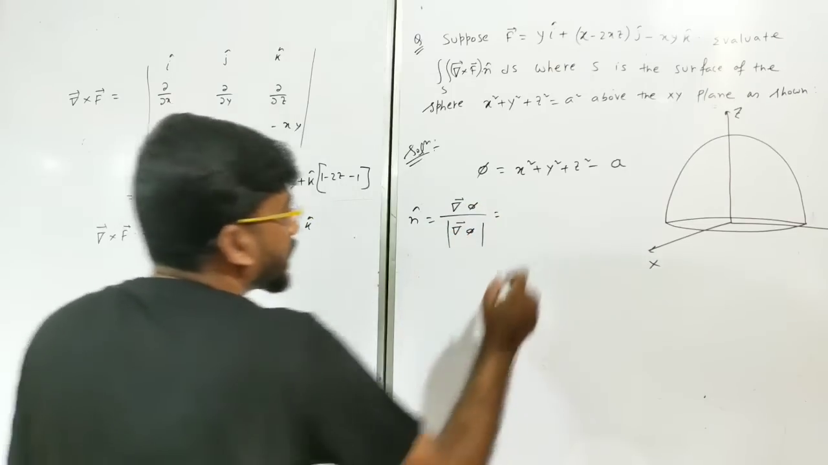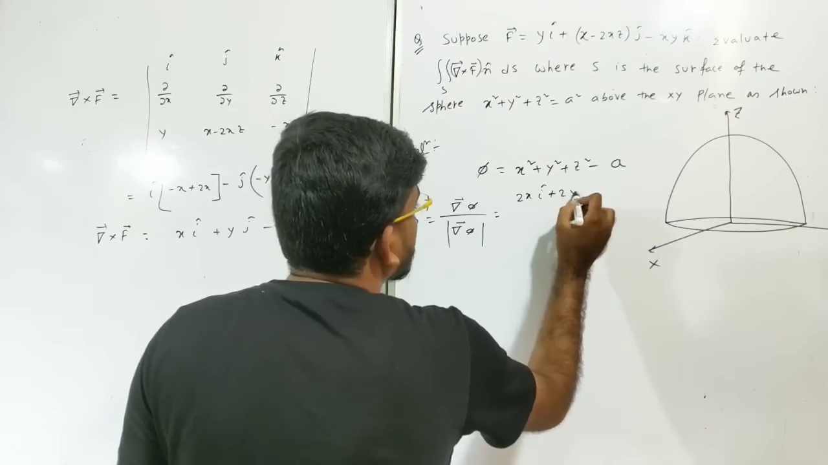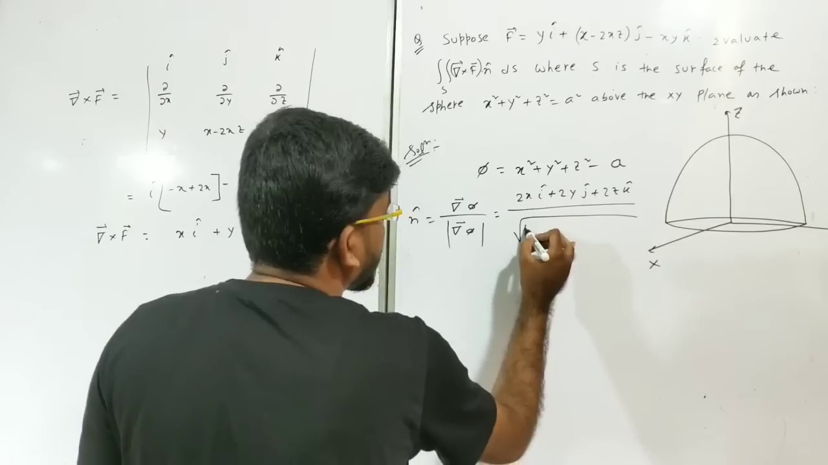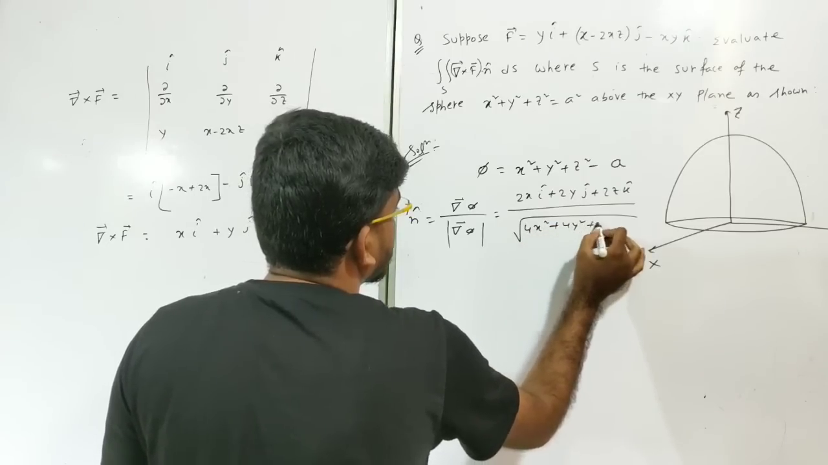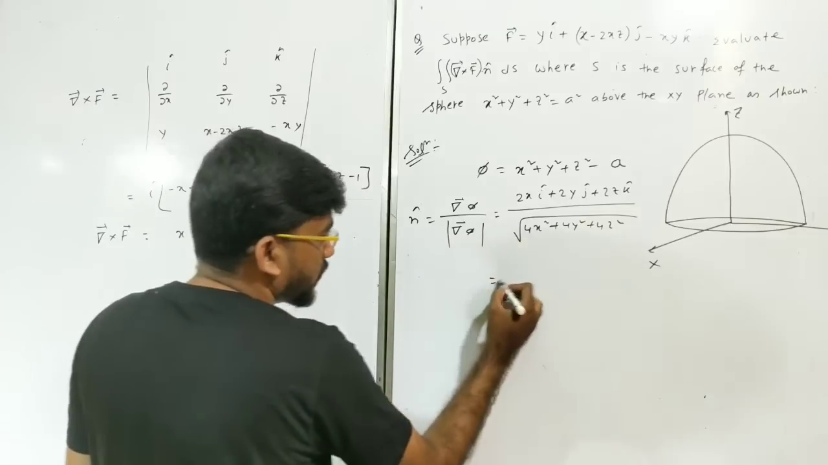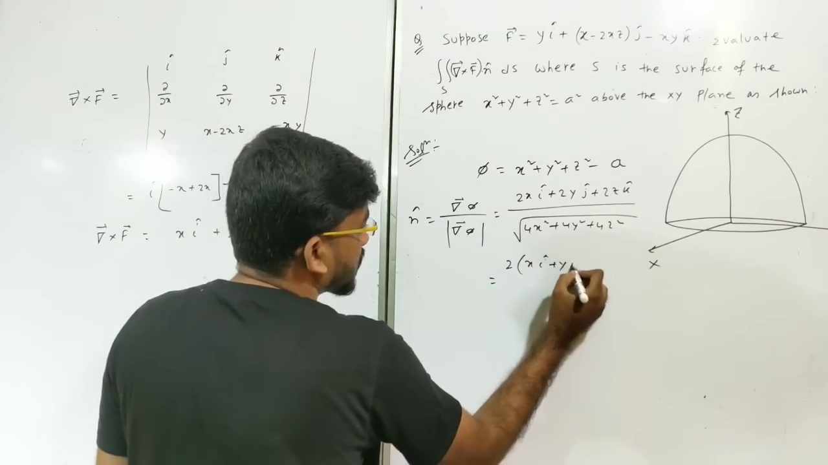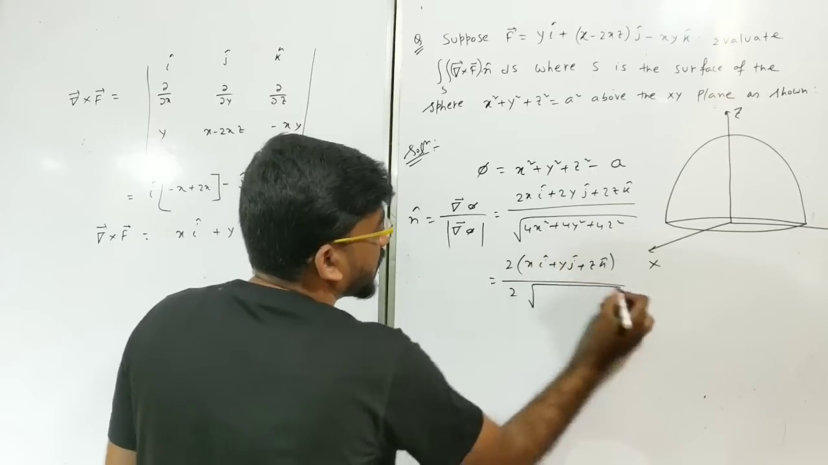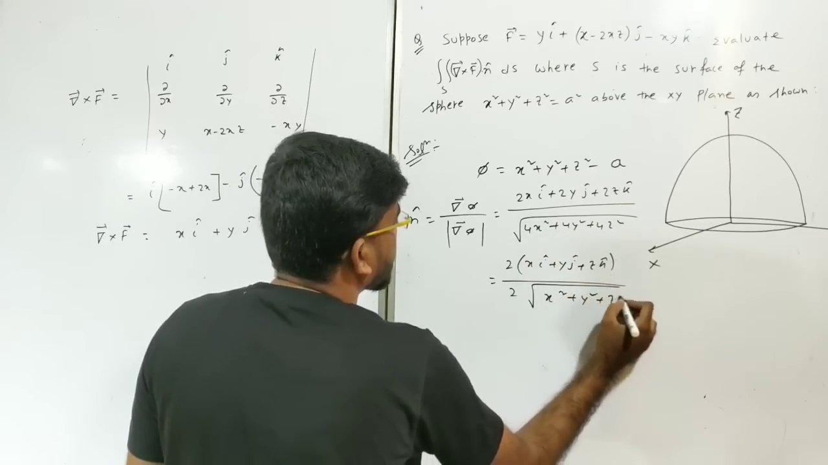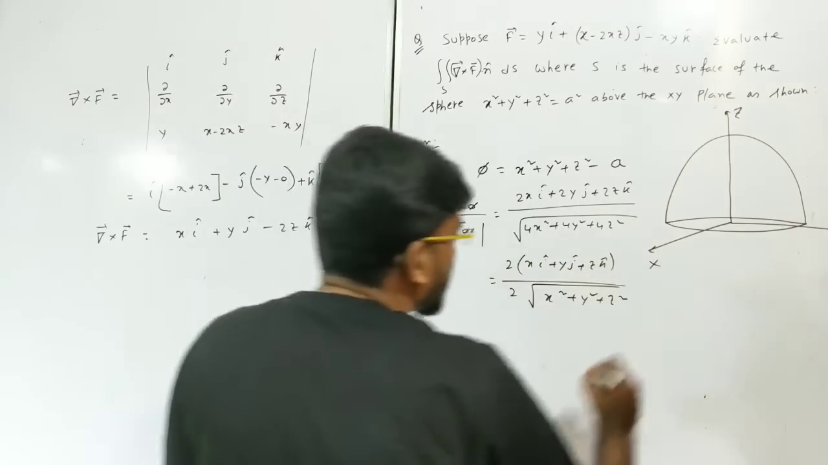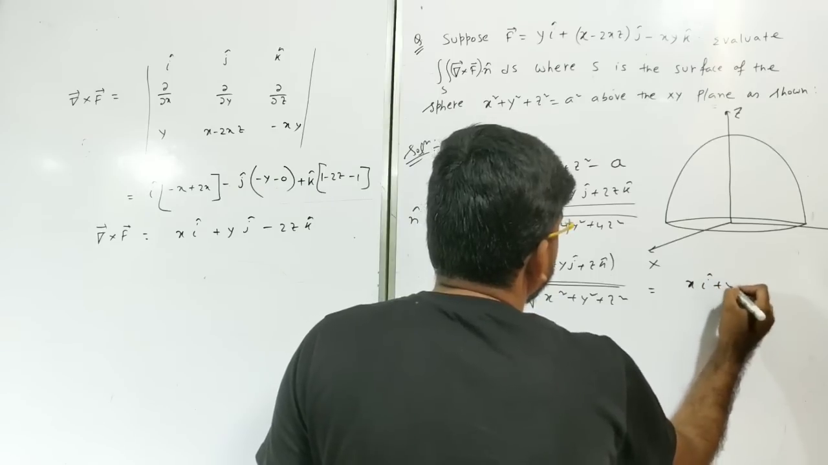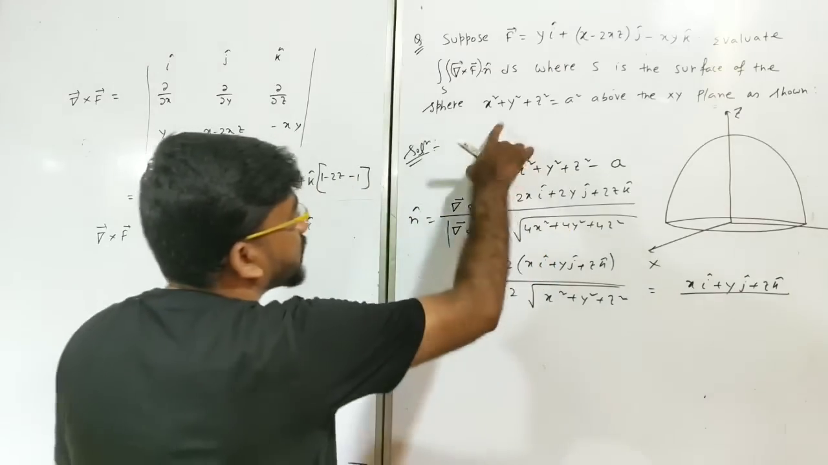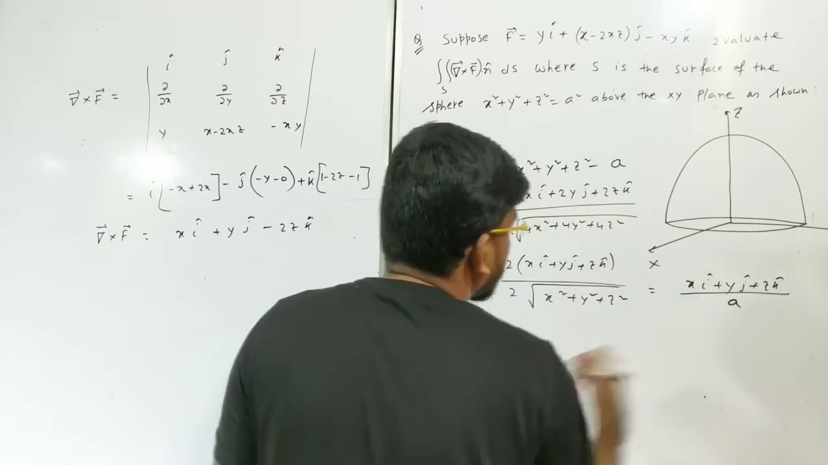So what is grad phi? Grad phi is 2x i cap plus 2y j cap plus 2z k cap, divided by the square root of 4x square plus 4y square plus 4z square. Now if we take common 2 in the numerator, it will be 2 into (xi plus yj plus zk), divided by 2 times the root of x square plus y square plus z square. So 2 will be cancelled out, and we end up with xi plus yj plus zk divided by the root of x square plus y square plus z square, which equals a square, so it will be a. So this will be your n cap.